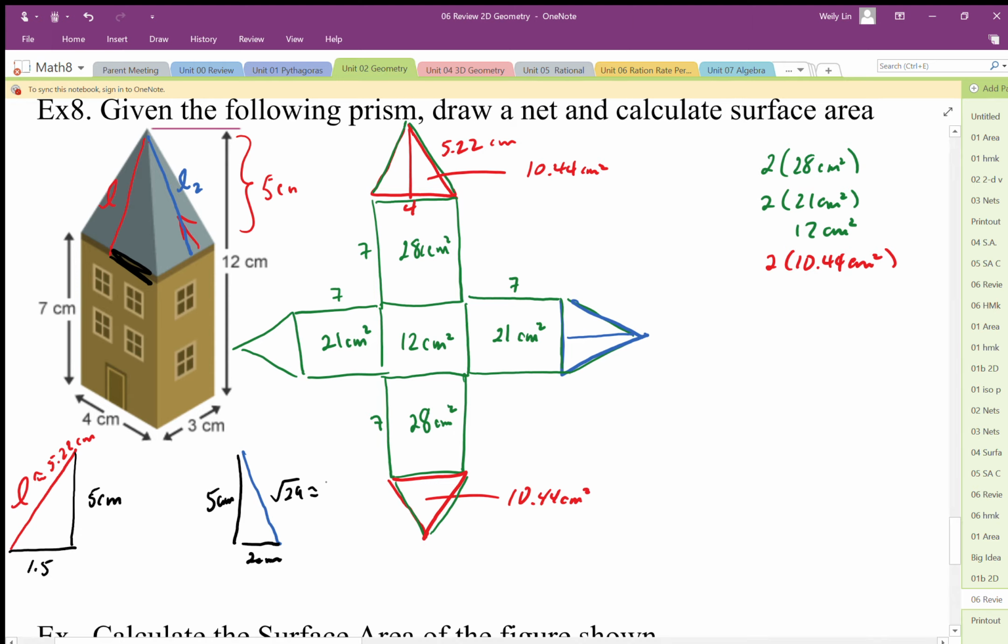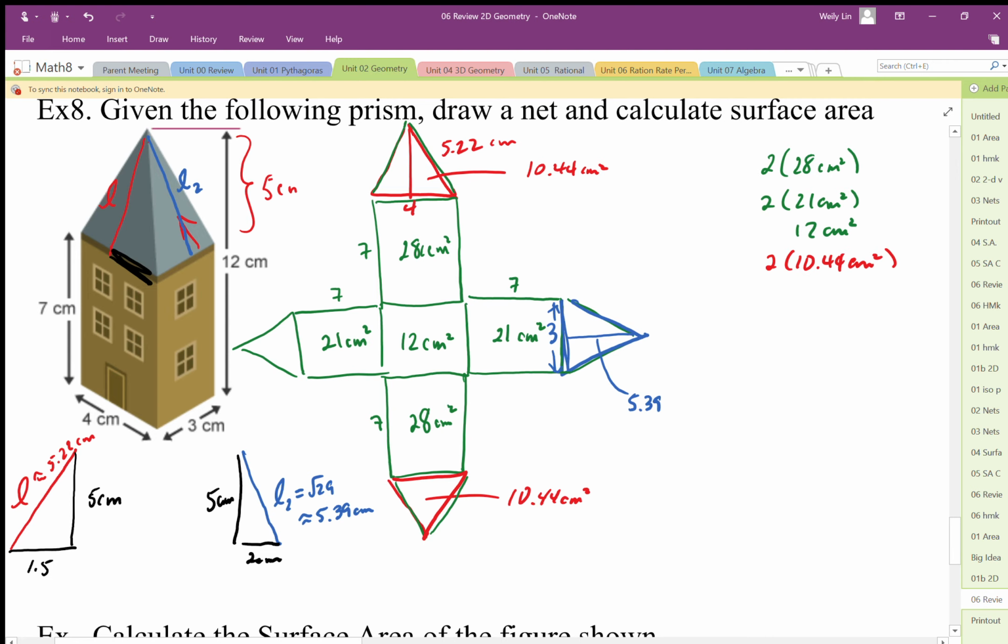about 5 point, I'm just going to write this out in blue. So this is my L2, and this is square root 29, which is approximately 5.385, so I'm going to round that to 5.39 centimeters. Okay, so that length there is 5.39. This width here is going to be 3 centimeters going in this direction.